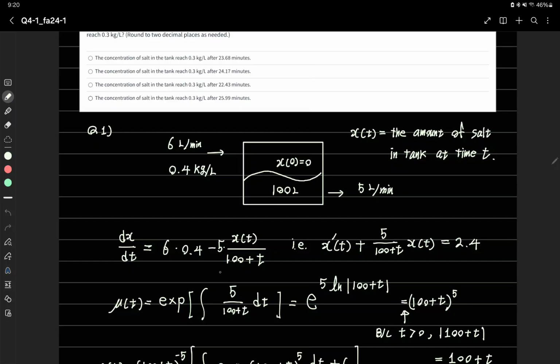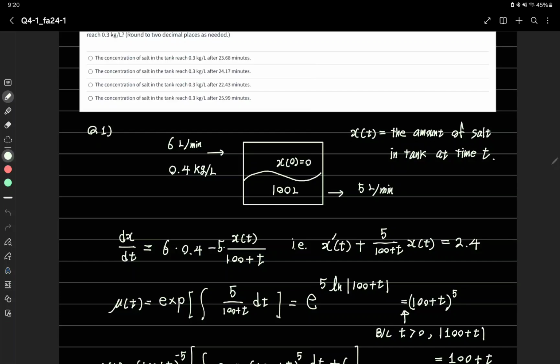The reason that we got 100 plus t in the bottom of the fraction is because the flow rate in is 6 and the flow rate out is 5. So the amount of water in the tank will increase by 1 liter per minute. So that's why we got 100 plus t. And then rewriting that differential equation, we get x prime plus 5 over 100 plus t times x equals 2.4. And this is a linear equation, so you can use either the method of integrating factor or the method of separable equations.